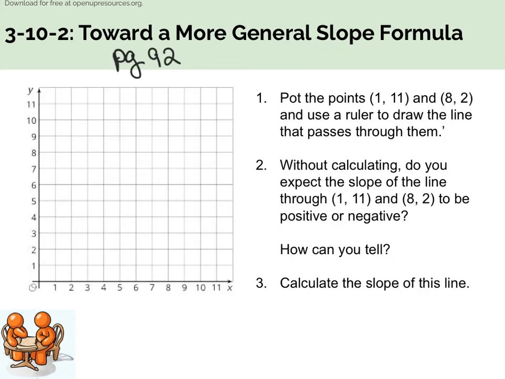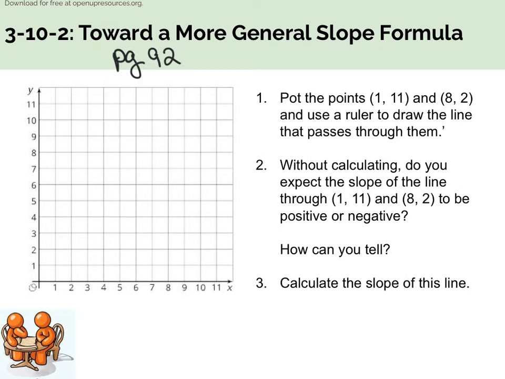All right, go ahead and turn to page 92. On page 92, we see a graph. We also have numbers 1, 2, and 3. We're going to answer all these questions together. Number 1, plot the points (1, 11) and (8, 2), and use a ruler to draw the line that passes through them. Then number 2, without calculating, do you expect the slope of the line through (1, 11) and (8, 2) to be positive or negative? How can you tell? And then calculate that slope. So go ahead and pause right now, work through numbers 1, 2, and 3, and then come back and we'll do it together.